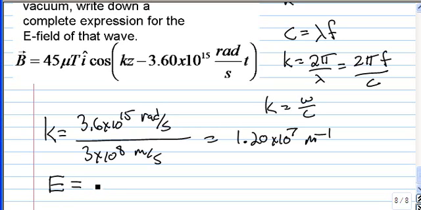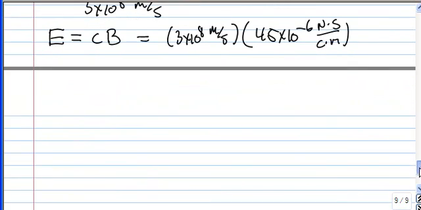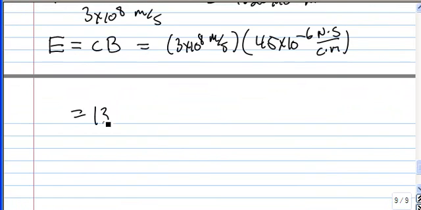Now we know that there's a relationship between the E field amplitude and the magnetic field amplitude, namely that E is equal to cB. So if I just write down the speed of light, 3 times 10 to the 8 meters per second, times the amplitude of the B field, 45 times 10 to the minus 6 Tesla, which is a Newton second per Coulomb meter, and I multiply these things together, I can calculate the E field. That turns out to be 13,500 newtons per Coulomb. I have almost everything I need.